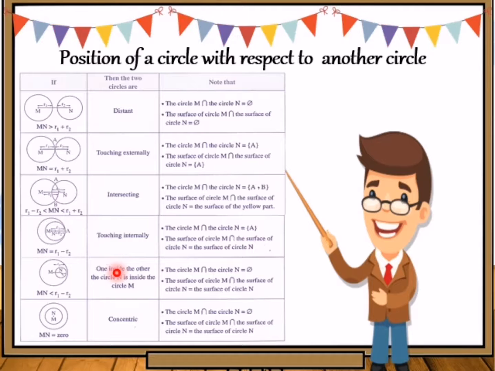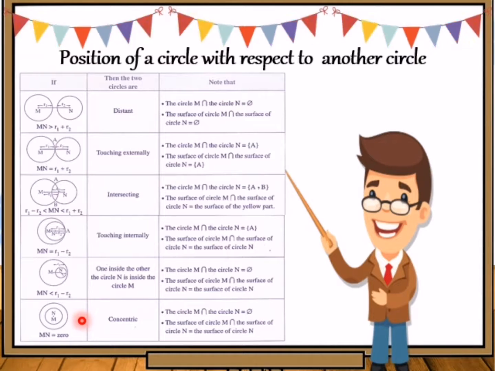Number 5, if the distance between the centers of the circles is less than the difference between the radii, MN less than R1 minus R2, in this case one circle is inside the other, and the intersection between the circles equals phi, but the intersection between the surfaces of the circles equals the inside circle N, or the internal circle N.